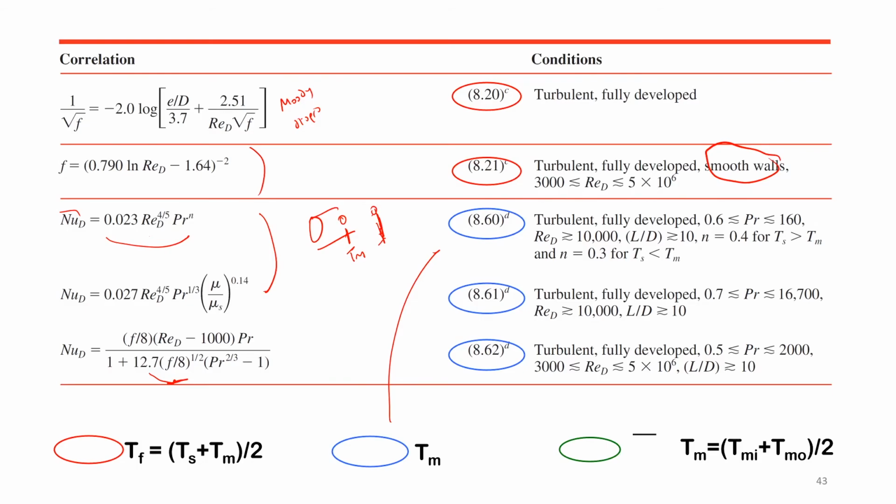And again, conceptually this is very similar to chapter 7. The most important thing that you need to do is identify the equation and then decide carefully what temperature you need to evaluate these properties at.